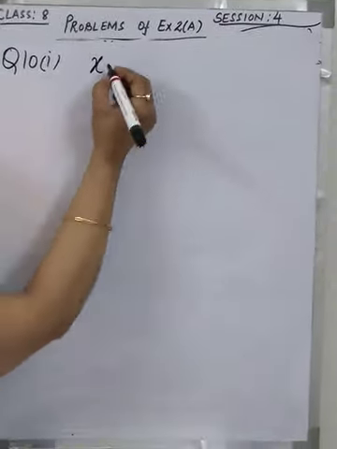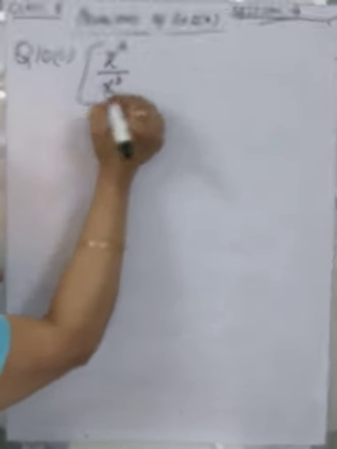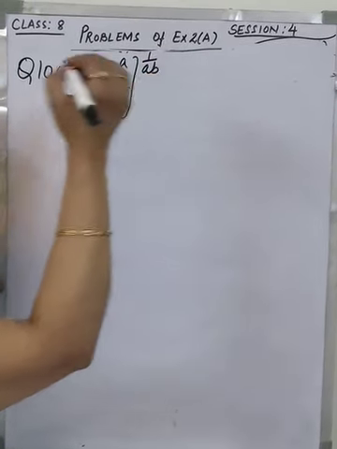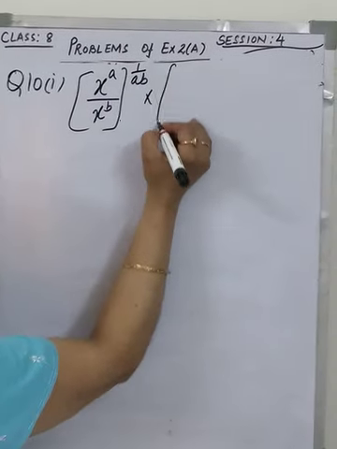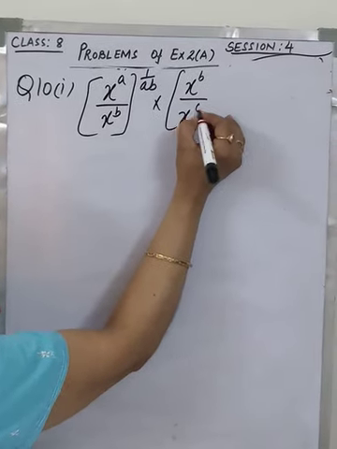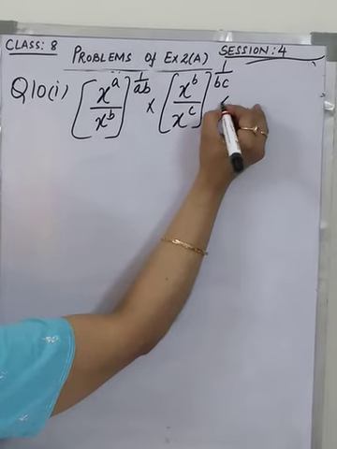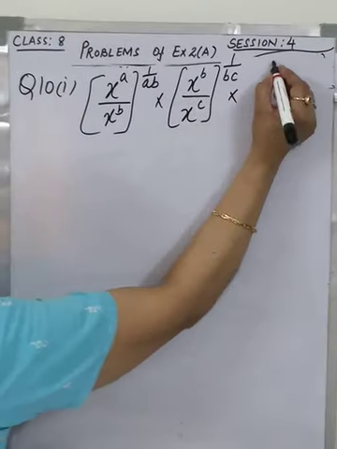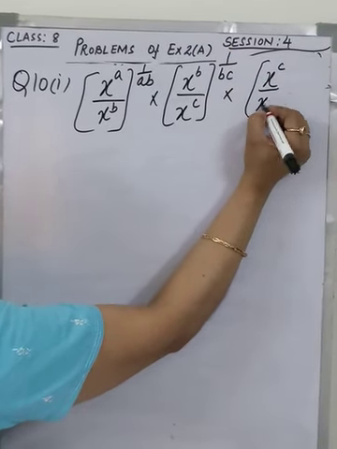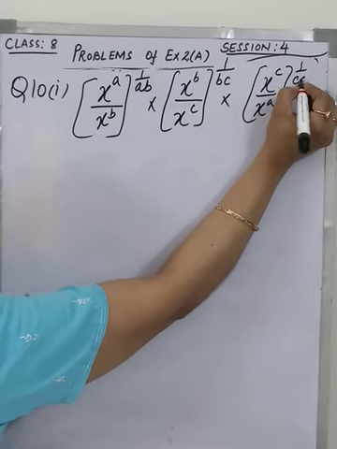So what is the expression? X to the power a, x to the power b, and whole to the power 1 by ab. Next is x to the power b, x to the power c, and whole to the power 1 by bc. Next is x to the power c, x to the power a, and whole to the power 1 by ca.